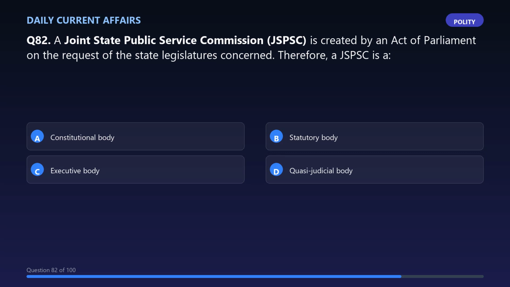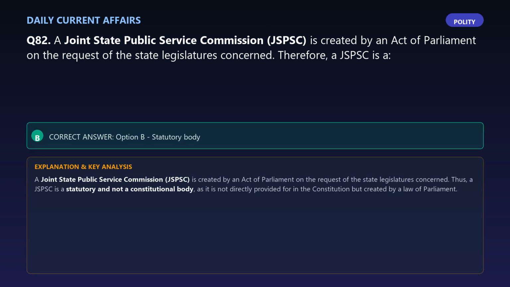Question 82. A Joint State Public Service Commission, JSPSC, is created by an Act of Parliament on the request of the state legislatures concerned. Therefore, a JSPSC is a. The correct answer is option B, statutory body. Explanation: a Joint State Public Service Commission, JSPSC, is created by an Act of Parliament on the request of the state legislatures concerned. Thus, a JSPSC is a statutory and not a constitutional body, as it is not directly provided for in the Constitution but created by a law of Parliament.